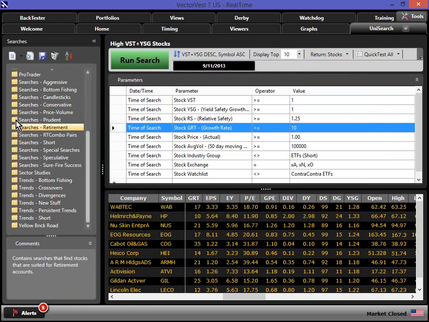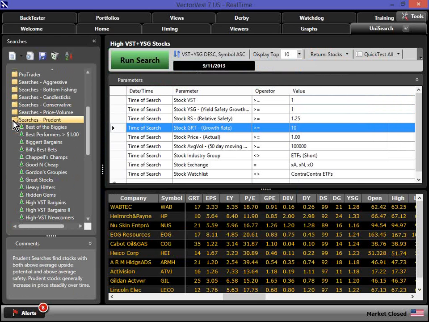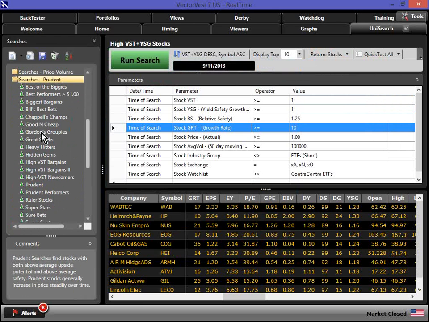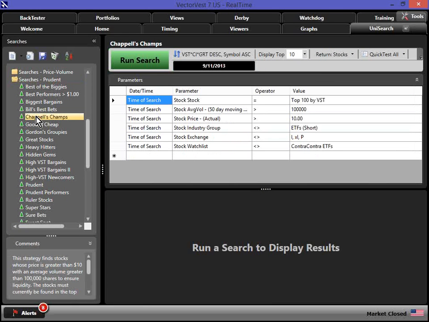Let's go to the prudent folder. I actually got 4 searches in here because there's a lot more searches in the prudent folder. There's 4 searches I want to highlight. The first one here, Chappell's Champs. I mean, if you're a VectorVest subscriber for any amount of time, you've heard of this search, Chappell's Champs. This is one of our most popular and best performing prudent searches that we've got.